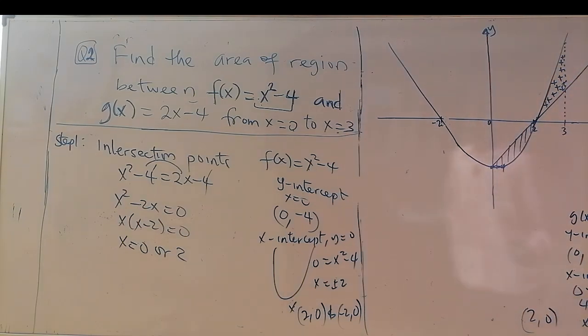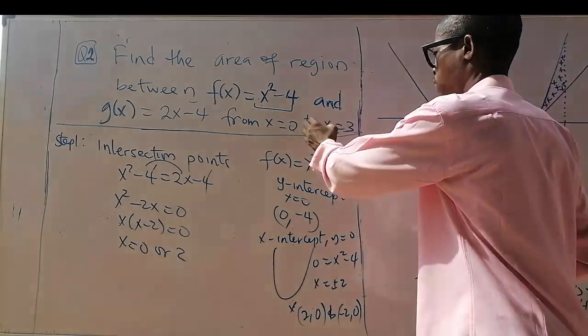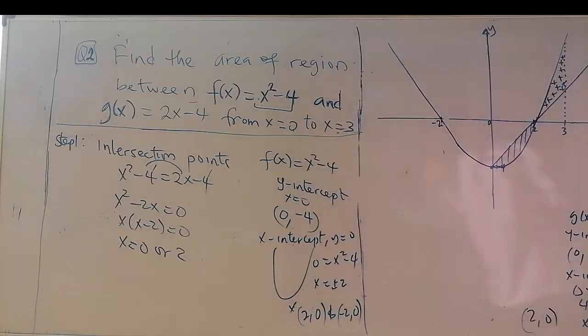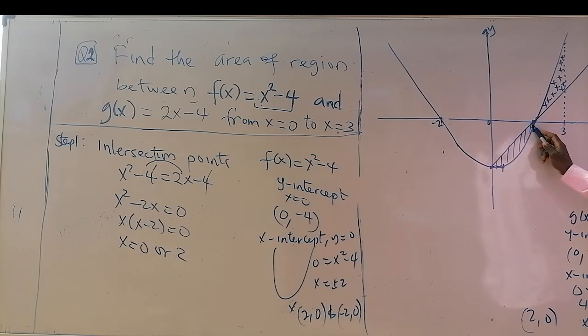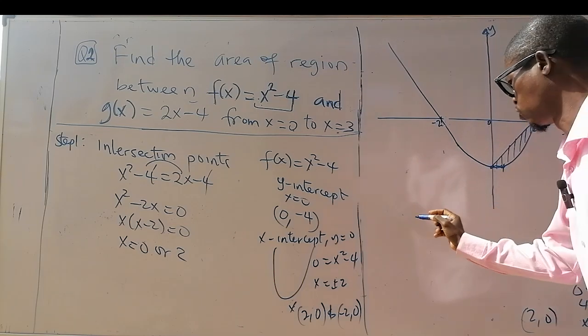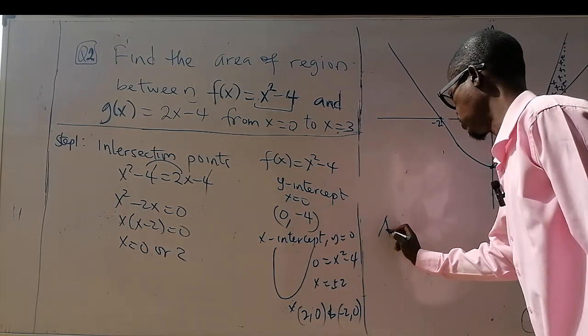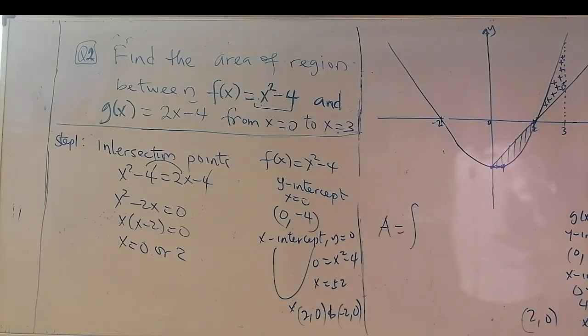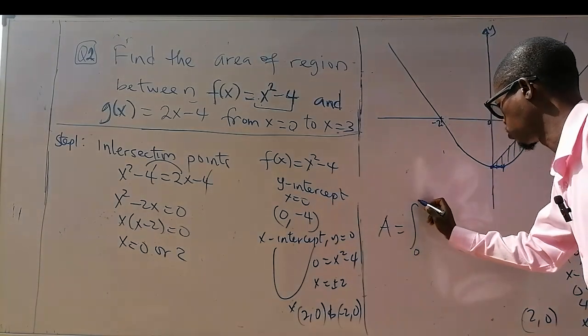Had it been that we were not instructed from 0 to 3, we could have stopped at 2, from 0 to 2. So that's what we have now. Let's now find the area. The area is going to be, from 0 to 2, the point of intersection.